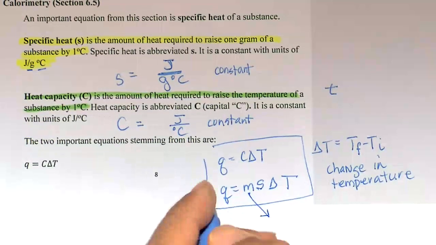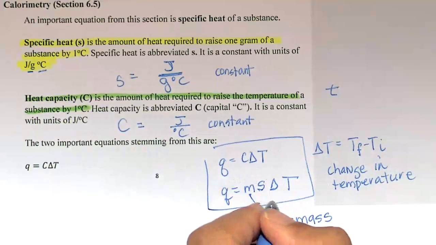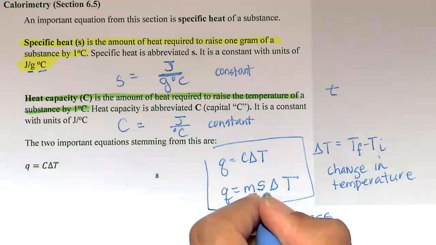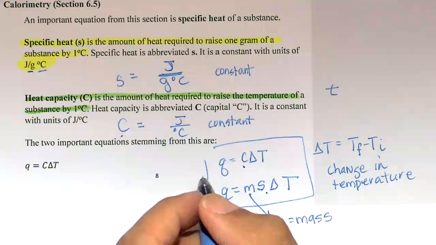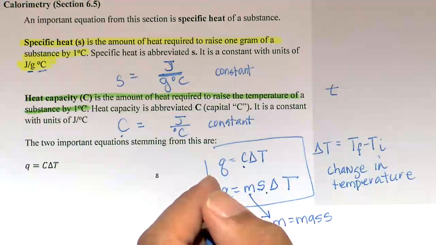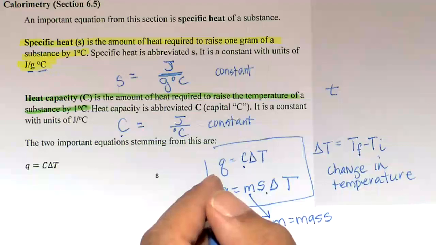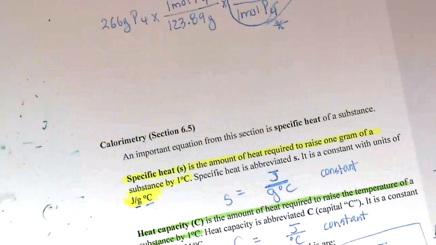What is M here? Mass. What is S for this equation? Specific heat. What is C in this equation? Heat capacity. And finally, what is Q in this equation? The main point of this chapter. Lowercase q is heat. So these are the two equations we will use. All right, so we got about another 15 or so minutes. Let's do some problems here.